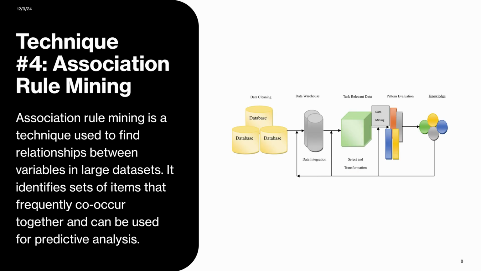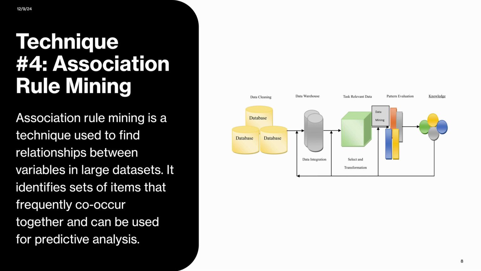Number 4 we'll be talking about is association rule mining. It is the technique that is used to find relationships between variables in large data sets. It identifies sets of items that frequently co-occur together and can be used for predictive analysis.